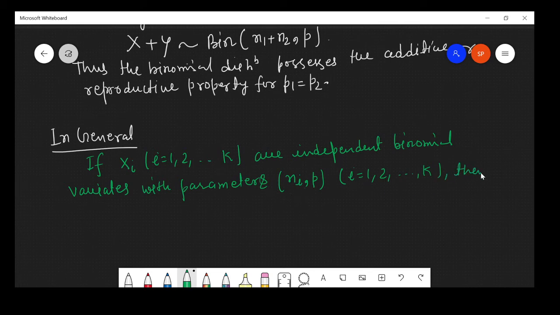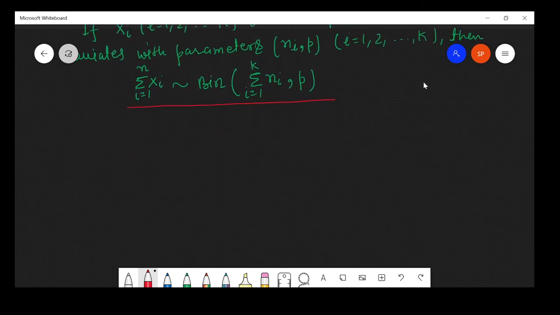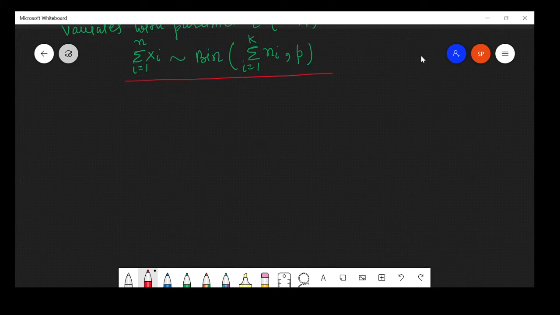Then the summation of Xi, i is equal to 1 to k, follows the binomial distribution with parameters summation of ni, i is equal to 1 to k, comma p. This is the general formula for the reproductive or additive properties of the binomial distribution. So now we go for one example of how to use the additive properties of the binomial distribution.